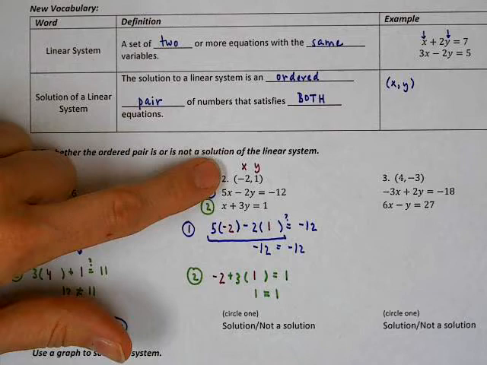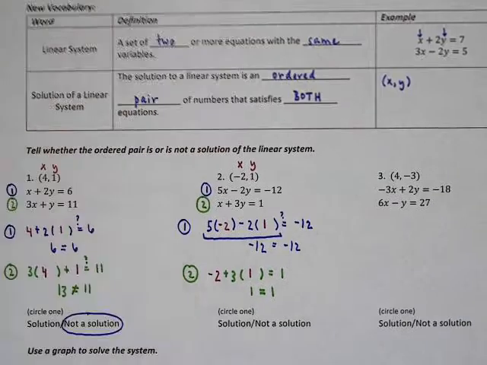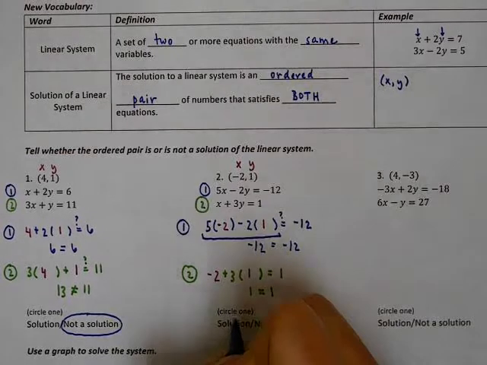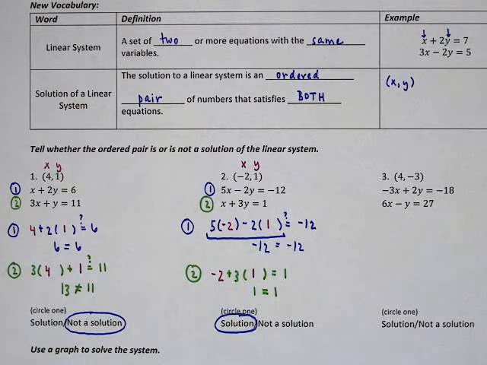So since this ordered pair is a solution of both equations, in this case, that ordered pair, that point, is a solution of the linear system.